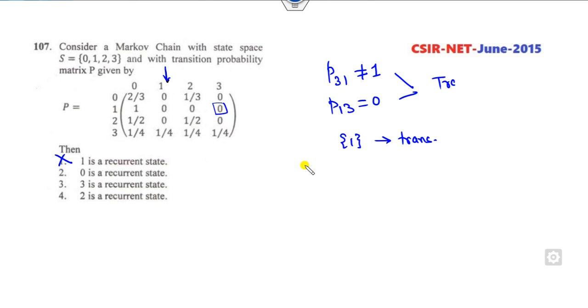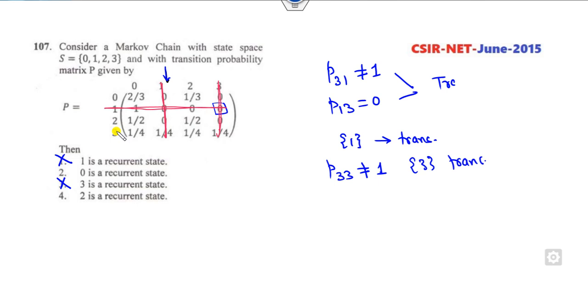This is 3, 3, which is non 1. Because it's a diagonal entry, that's fine. So the opposite of them will also be there. So 3 is also my transient. The two options are cancelled out. Now how can you do that? How can you check whether 0 and 2 are my recurrent? That's very simple. Say I have deleted this 3 and 1.